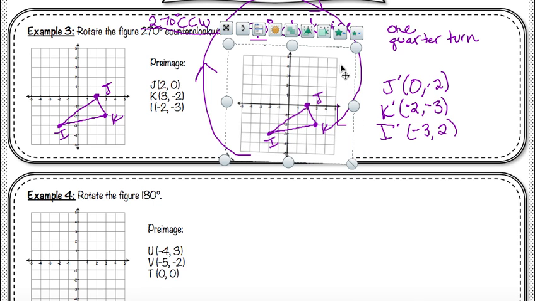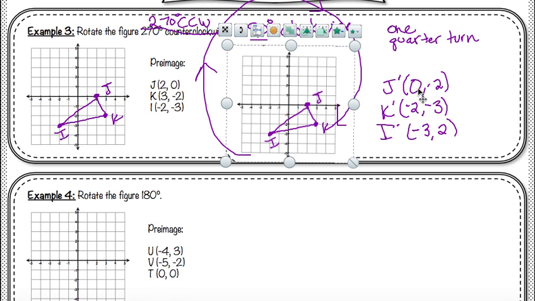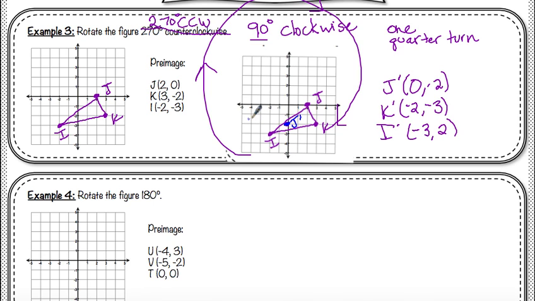Now I know you're going to have some upside down numbers on your paper. This will all be upside down. And you're going to go ahead and plot this. So go back, put it right side up, put a point at 0, negative 2. Let me change colors so you can see it better. This is J prime. Okay?